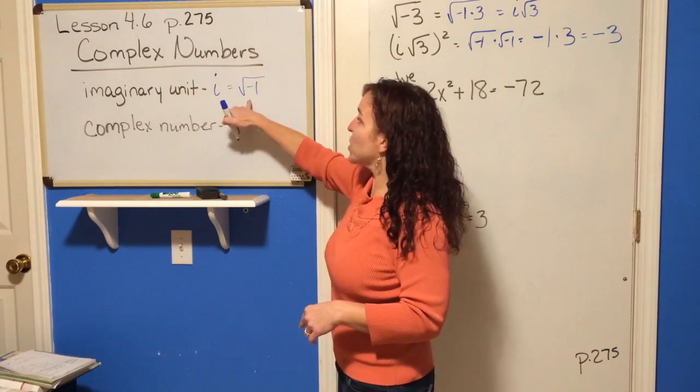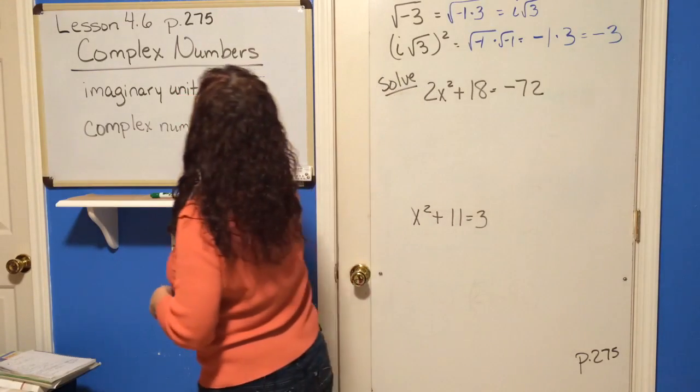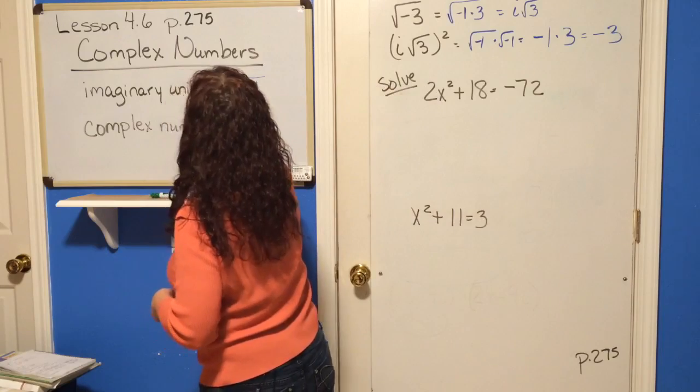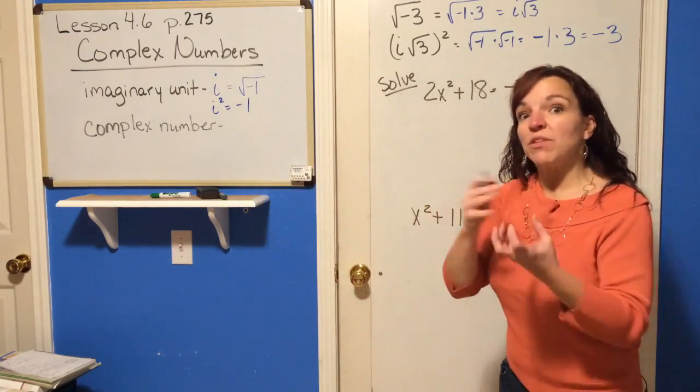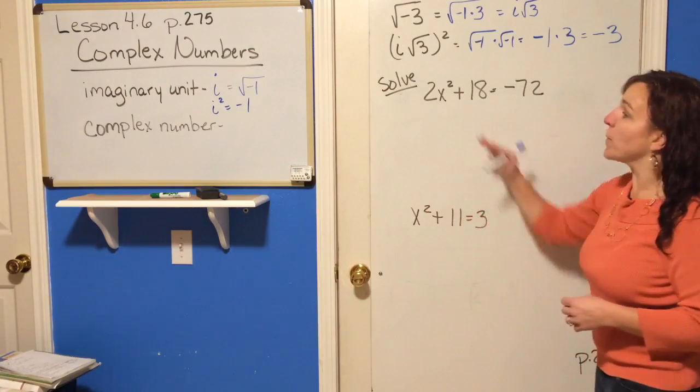So put over here, make sure that you have in your notes next to imaginary unit: i is the square root of -1. So i squared, anywhere you have an i squared, your answer is going to be -1. So to simplify it all the way down, you're going to have -1.